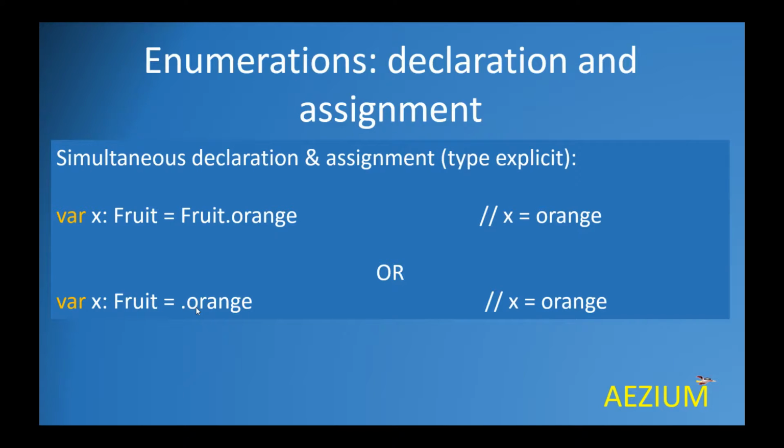If we wish to simultaneously declare and assign, we can use a syntax like this. Again, the keyword var or let, followed by the name of the parameter, colon, then the type of the enumeration. This would be the declaration part, which is exactly the same as all the cases we've discussed before in the case of other types in the past. And then the assignment operator, followed by the type of the enumeration, dot, and then the value of the enumeration. Alternatively, as a shorthand, we can just drop the type of the enumeration when we do the assignment.